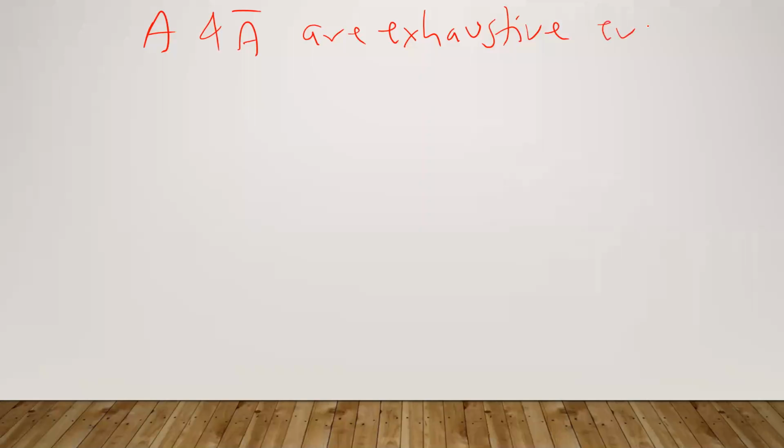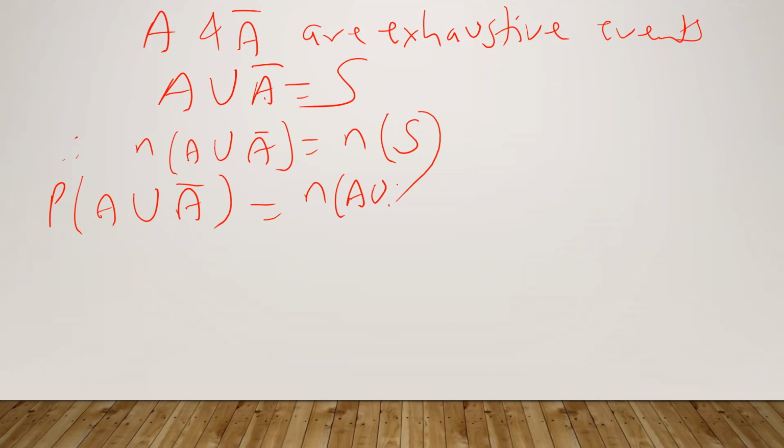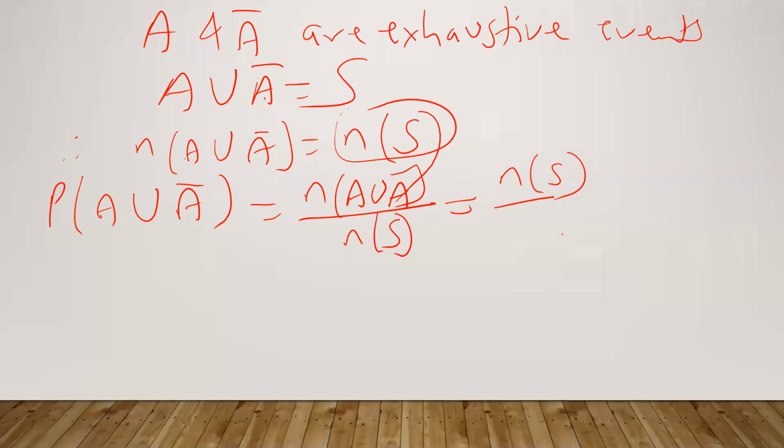So what is the meaning of exhaustive? Exhaustive means A and A complement will give you the entire sample space. Therefore, the number of points in A union A complement will be the same as the number of points in S. So what is the probability of A union A complement? It is the number of points in A union A complement divided by the number of points in S. That is n of S divided by n of S, which gives 1. So the probability of A union A complement is equal to 1.